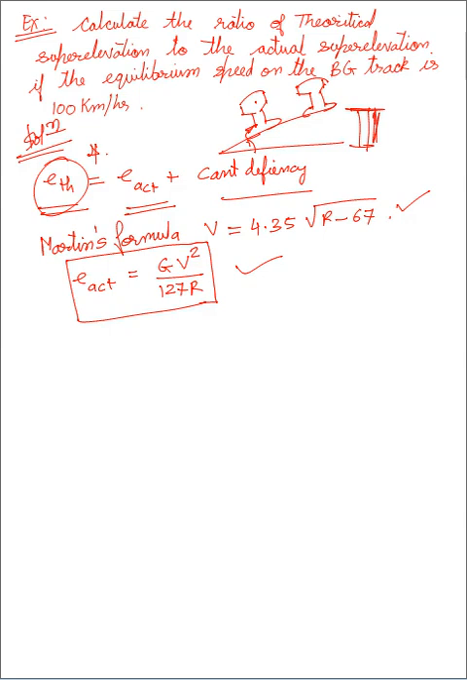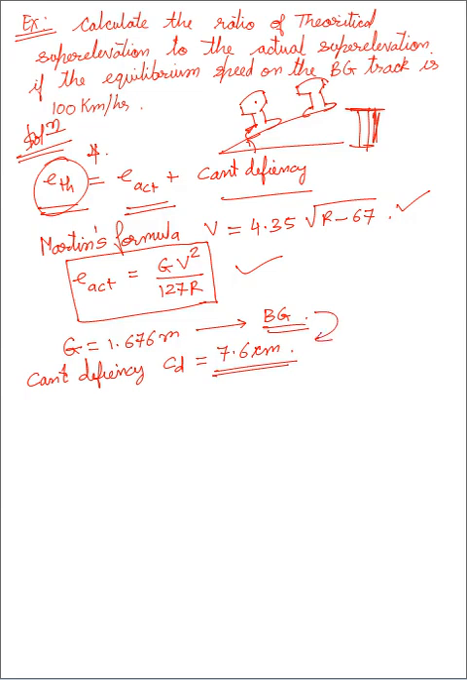Okay, so this is the concept. One more thing which you have to memorize or remember, this is common sense. The value of G is 1.676 meter for BG track. So normally they will give you BG track only. If it is meter gauge track, the value of G is 1 meter. And cant deficiency, this value also you are supposed to remember, that is 7.6 centimeter. This value is specifically for BG track.